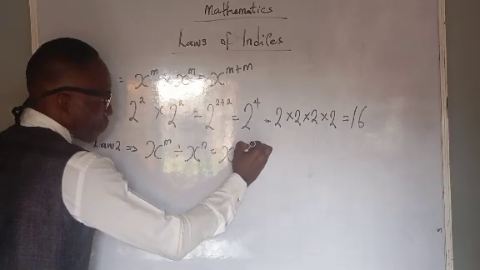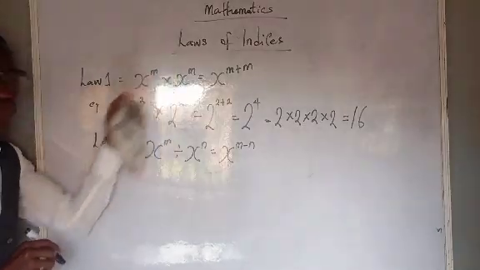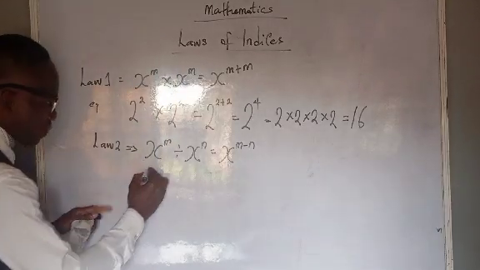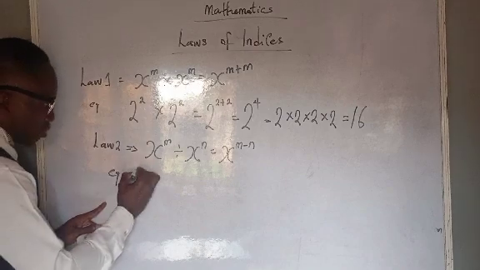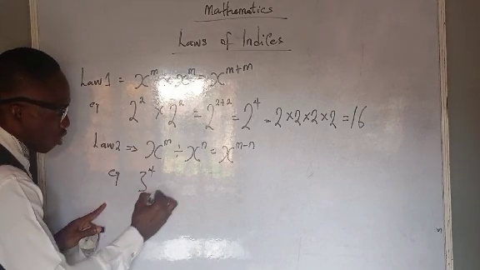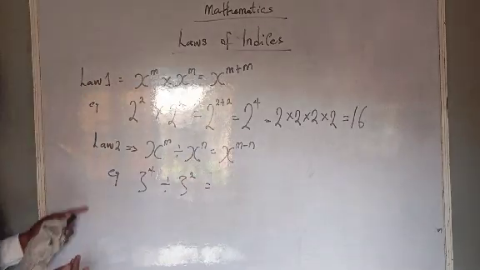x^(m-n). Are you seeing it now? We are looking at the laws of indices, how it goes. So I give another example. We have, let me say, 3 raised to the power of 4 divided by 3 raised to the power of 2. Now there are two ways I can do this.